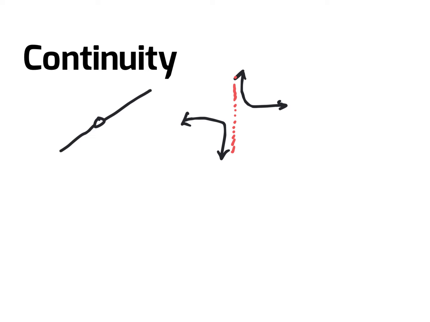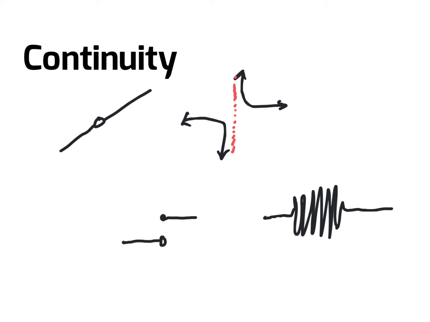Like that. The next is what's called the jump, where we've got a function going along, and all of a sudden we jump up here. And the last is called the oscillating. Something like that. Those are the 4 types of discontinuity. Again, we have the removable, the infinite, the jump, and the oscillating.